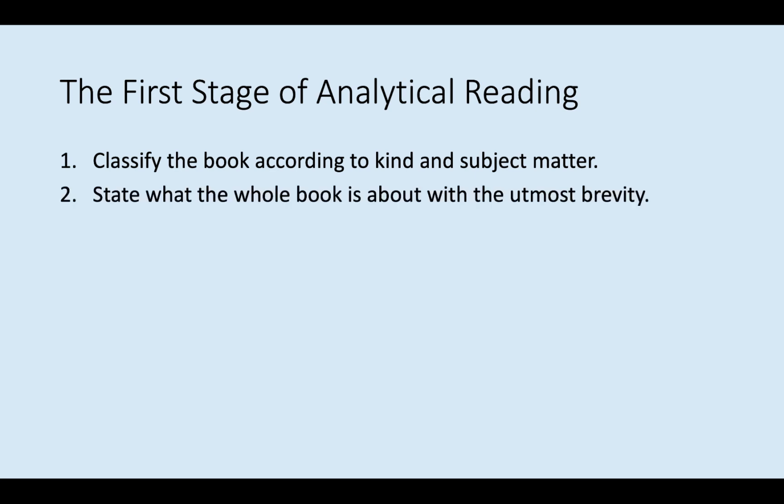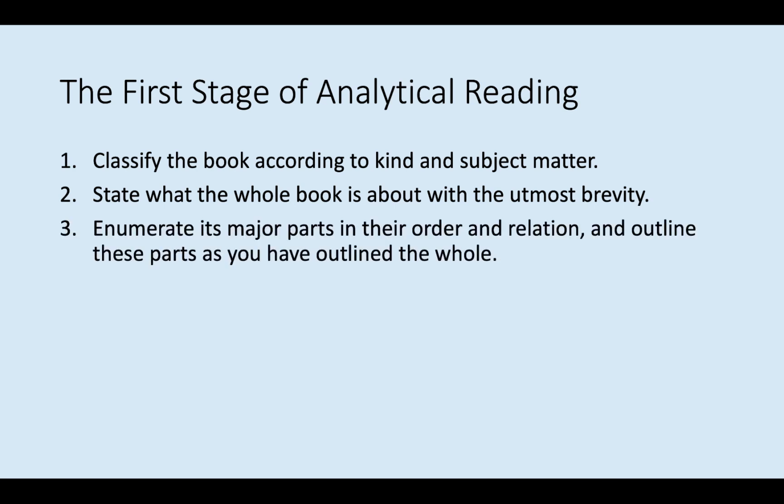Second stage for Adler and Van Doren is to state what the whole book is about with the utmost brevity. One of your goals whenever you're doing this kind of reading is to be able to summarize, what is this book about? Can I state what is the unity of this book? What is the thing that unifies it? What's the goal? What's the whole book about? But really, to do that, you have to be able to enumerate its major parts in their order and relation, and outline these parts as you have outlined the whole.